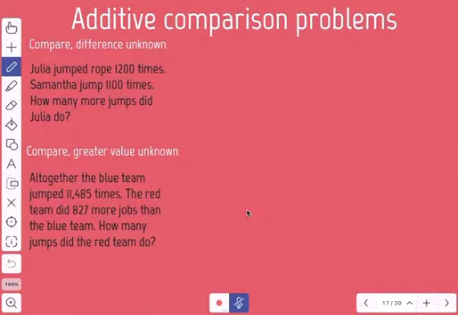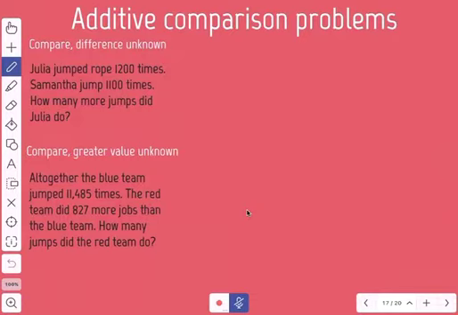And so if I look at my first type of additive comparison, that's when I'm comparing and the difference between the two values is what's unknown. So here's an example. Julia jumped rope 1,200 times. Samantha jumped 1,100 times. How many more jumps did Julia do?